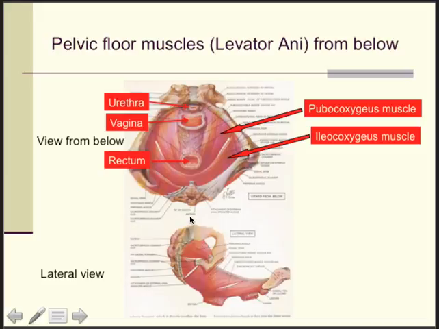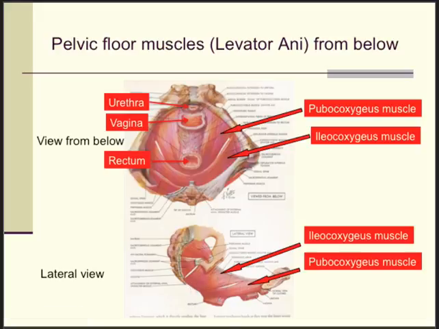If we take a lateral view of the same pelvic floor muscles, we can see here part of the bony pelvis is removed. We have a lateral view, and we can see here the iliococcygeus muscle, and here in front the pubococcygeus muscle. And again we see here the urethra, the vagina and the rectum, which run through the opening of these pelvic floor muscles.